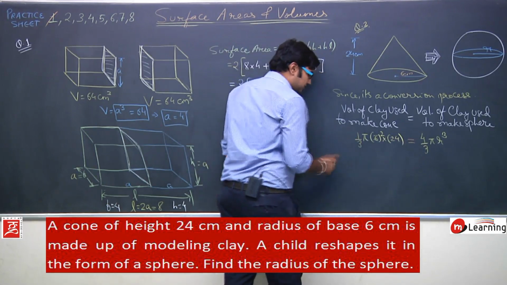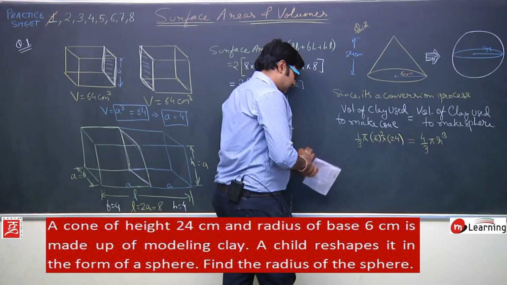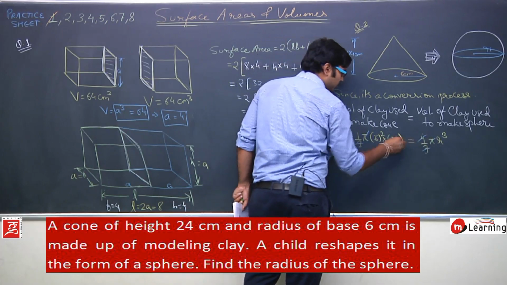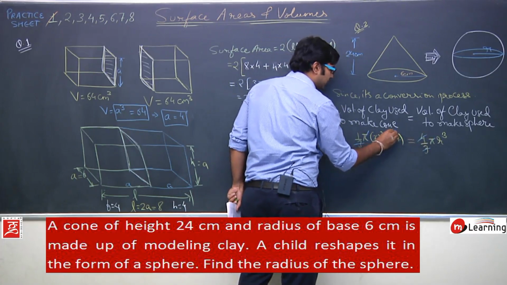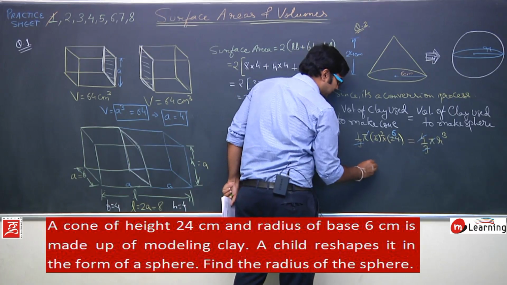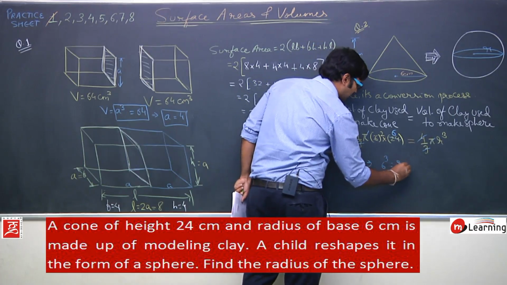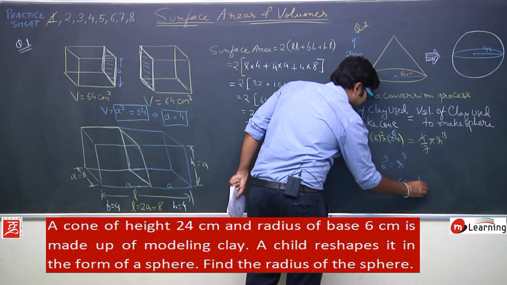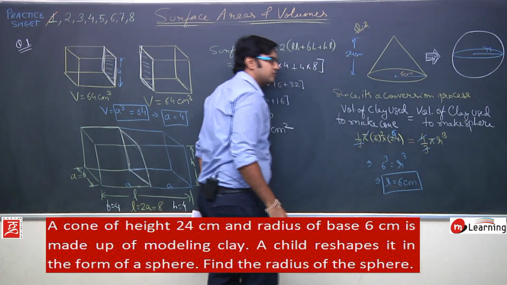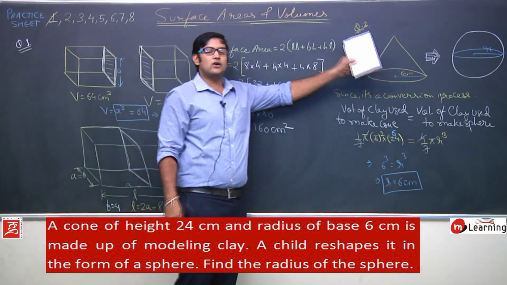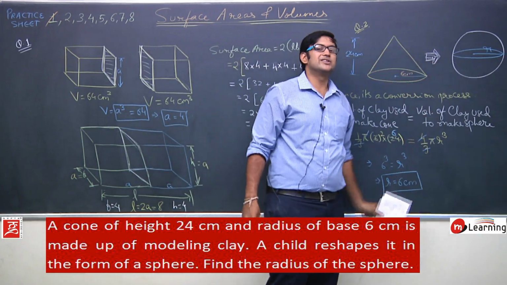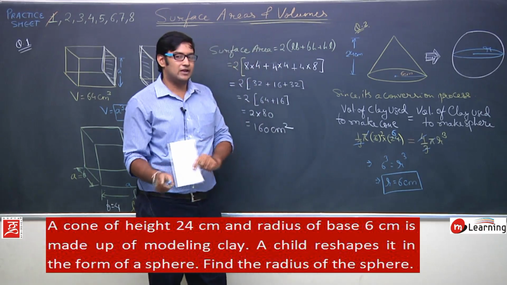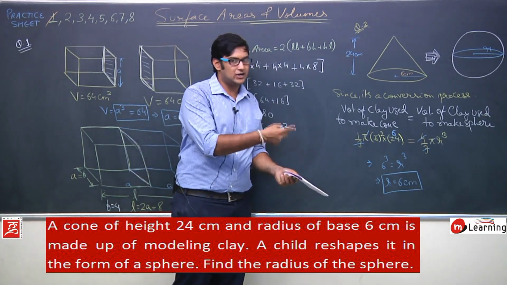So let us solve this. You can see this 3 and 3 will get cancelled, this pi and pi will get cancelled, this will give you 4, 4 ones are 4, 4 sixes are 24, and you will get 6 cube is equal to r cube, which implies r is equal to 6 centimeters. So the radius of the sphere that is formed using the clay of this cone will be equal to 6 centimeters.